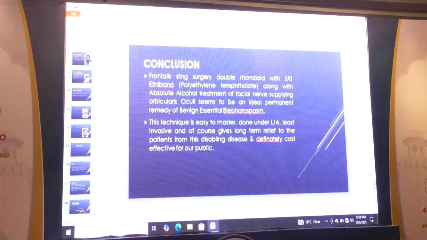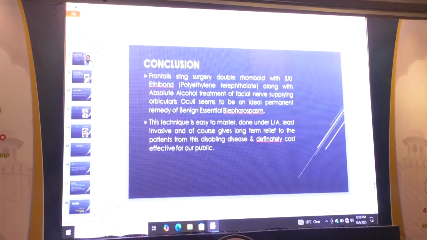Well, blepharospasm, benign essential blepharospasm, they have been operated with sling surgery in double rhomboid fashion with Ethibond 50 along with absolute alcohol treatment of the facial nerve periodically every month between 4 to 6 times, and this had very good result, only few manageable complication. The complication I told you, when there is exposure to the thread, then there are complication.